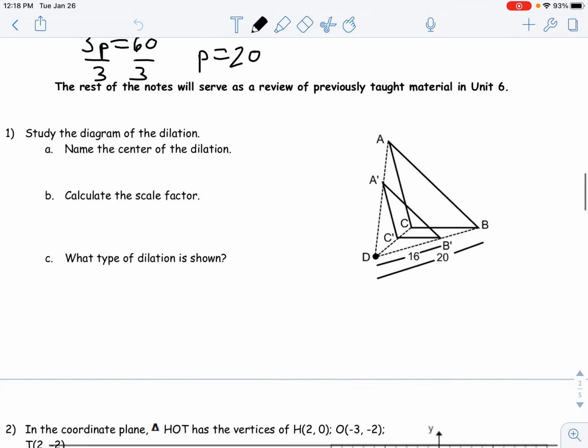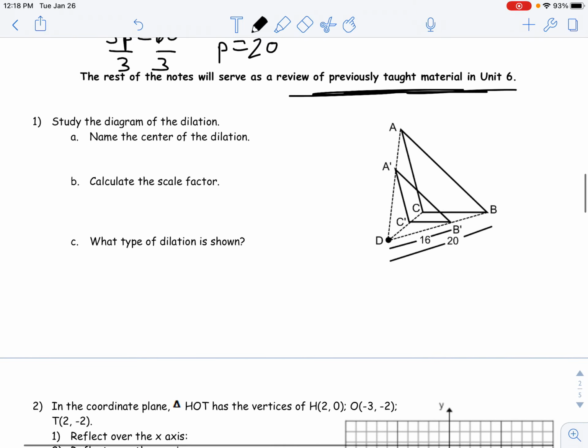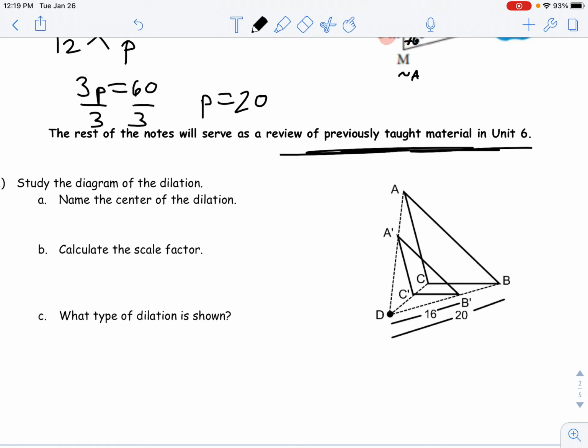All right, and then in this last phrase, this is actually review of previously taught material in this unit, but we have a test coming up, so let's just start practicing stuff we haven't necessarily talked about in a while. So study the diagram of the dilation. Study complete. All right, name the center of dilation.